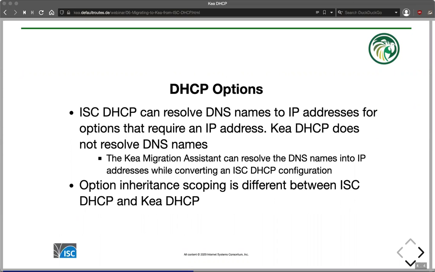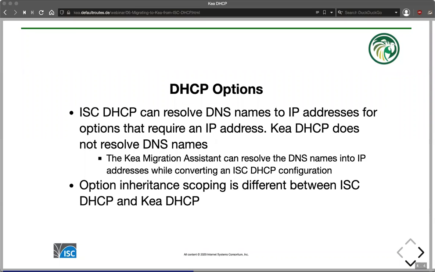As I mentioned, and also Vicky explained why that is, ISC DHCP can resolve DNS names to IP addresses, and Kea doesn't do that. And the Kea migration assistant can resolve the names one time to IP addresses when converting the ISC DHCP configuration.